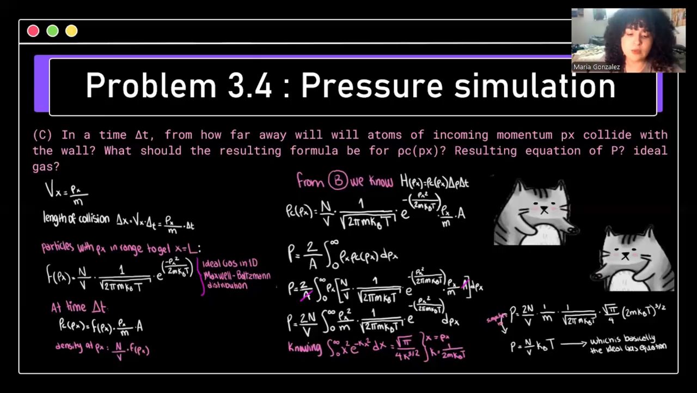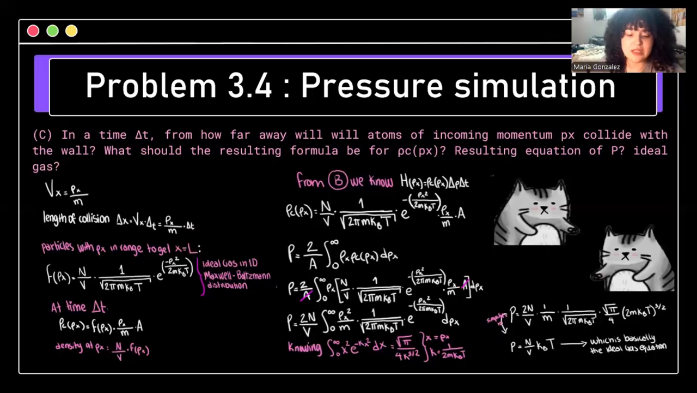The particle is going to move at speed px over m, right? So in time delta t, it will move a distance px over m times delta t. That means only particles that are close to the wall can possibly hit it in the next delta t seconds. Anyone farther away would not get there in time, so it's not probable they will hit it before the other ones.